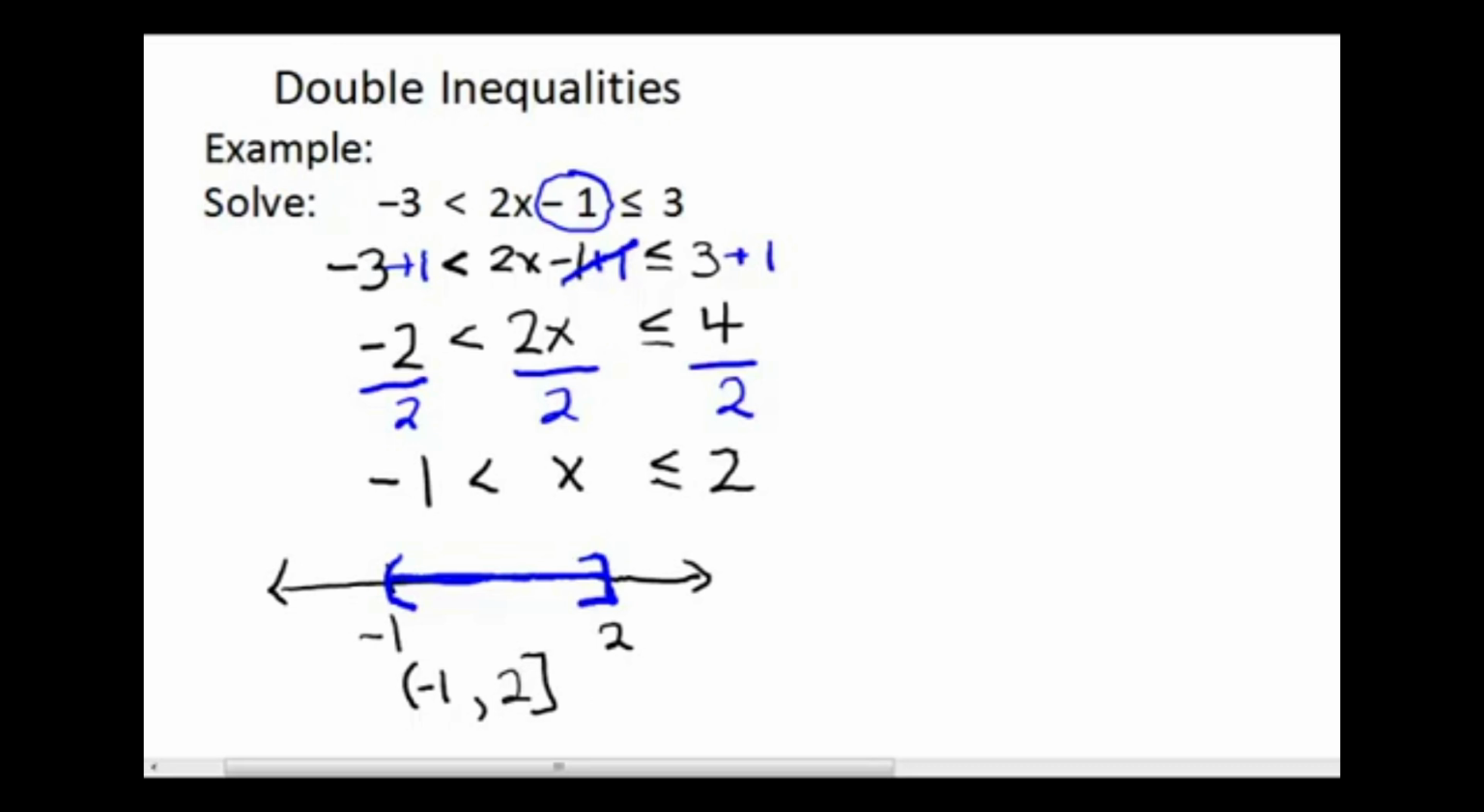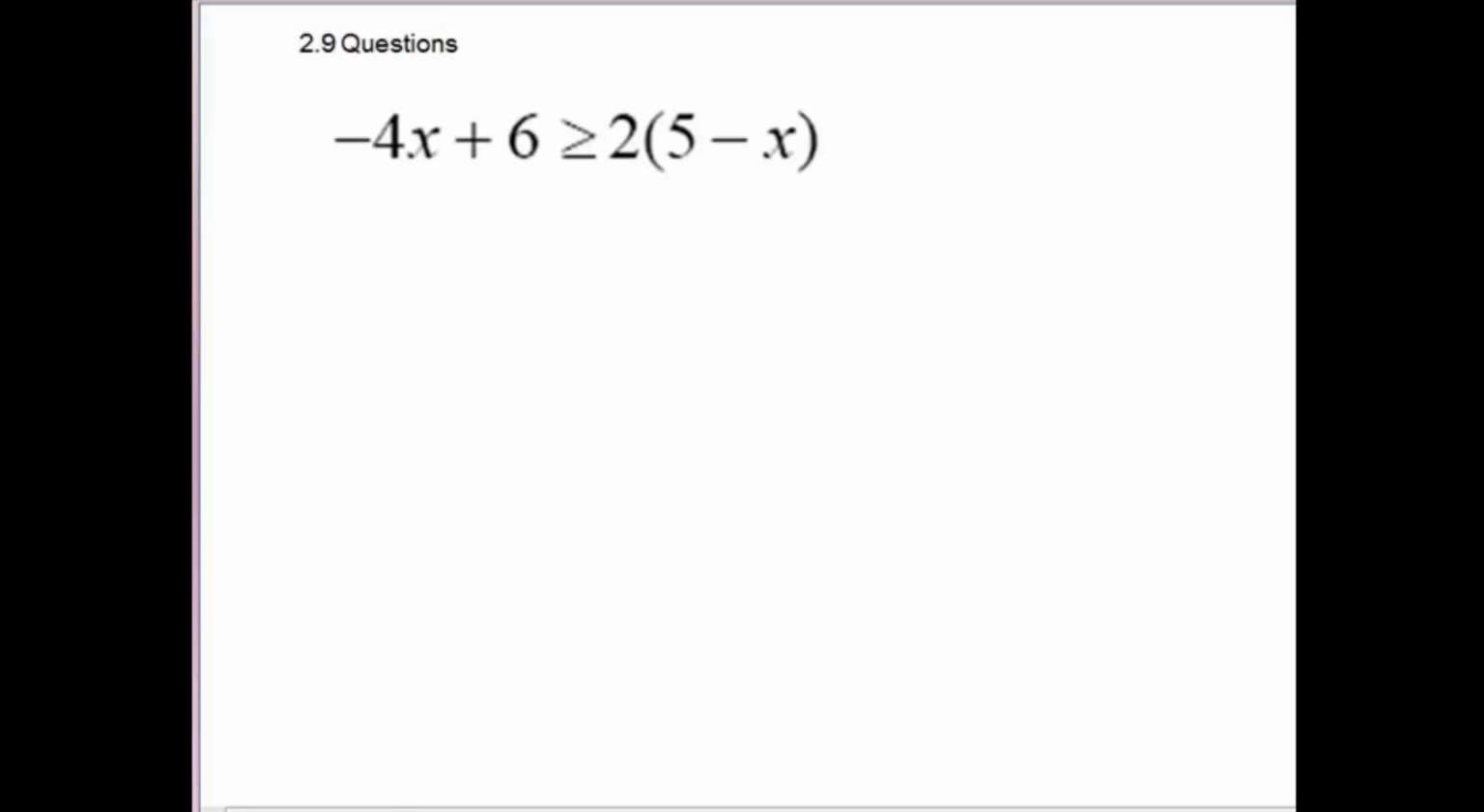Here's a couple of homework questions from 2.9. So for the first one, you would want to simplify on each side. So on the right hand side, this one will simplify, distribute your 2, and this will give us 10 minus 2x, and take the parentheses off. We can bring down the rest, keeping your symbol, right? Now everything's simplified.